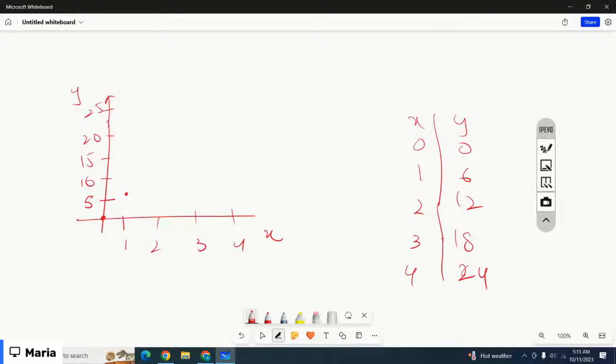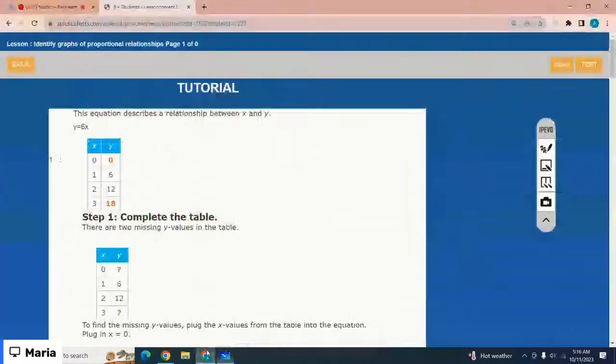When x is 2, y is 12. Here is 10. So here is 12, right? When x is 3, y is 18. It is less than 20. So here it is. When x is 4, y is 24. That is less than 25. When you draw the line, the graph looks like this. So the graph of the proportional relationships is always a straight line. Got it? Because the constant of variation is same, so it would be always a straight line.